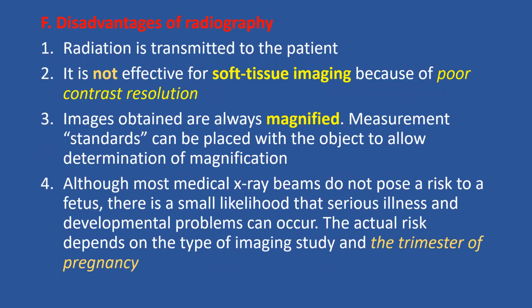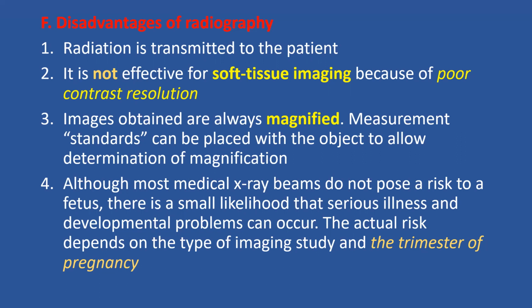What are the disadvantages? Radiation is transmitted to the patient. It is not effective for soft tissue imaging because of poor contrast resolution. If you have a lesion in the soft tissues, in the muscles, it's not well identified by radiography. If you have an infection, the only thing you can see is cellulitis, and this is what we used to see in the past. Nowadays, you young people have an advantage over us. You can see much more.